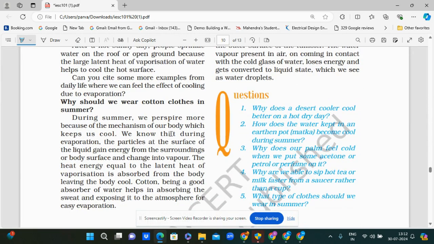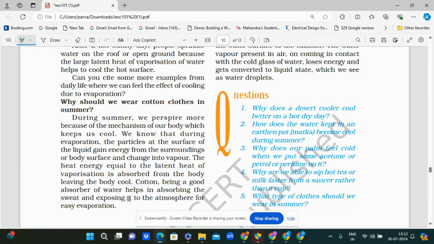So why should we wear cotton clothes? During summer we perspire. Perspire means we sweat a lot more, because of a mechanism of our body which keeps us cool. So we know that during evaporation the particles at the surface of the liquid gain energy from the surroundings or body surface and change into vapor. So the heat energy equal to the latent heat of vaporization is absorbed from the body, leaving the body cool. So the water will take the heat from our body and evaporate. That's why it leads to cooling.